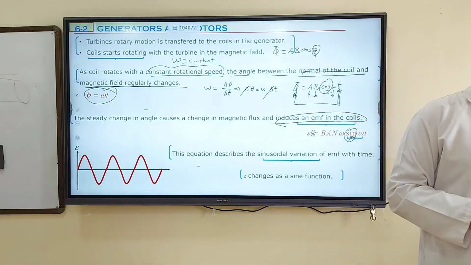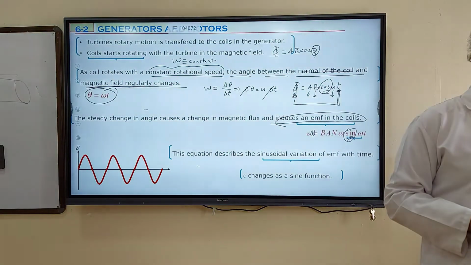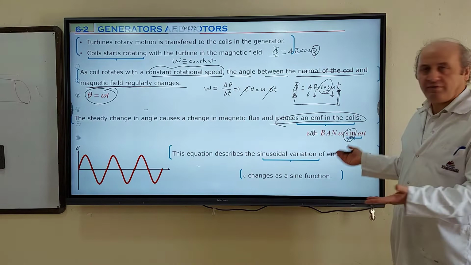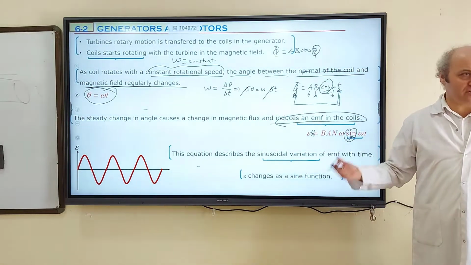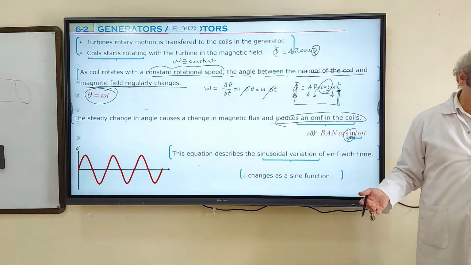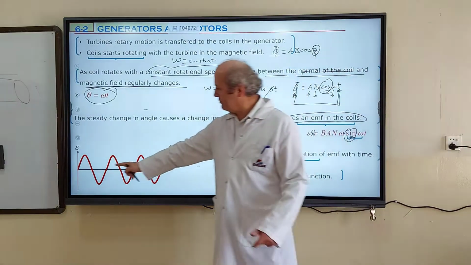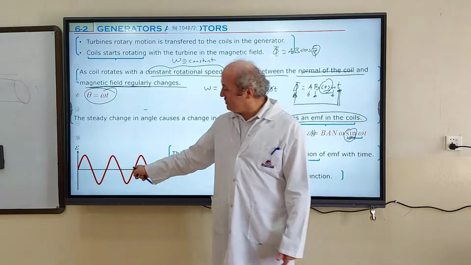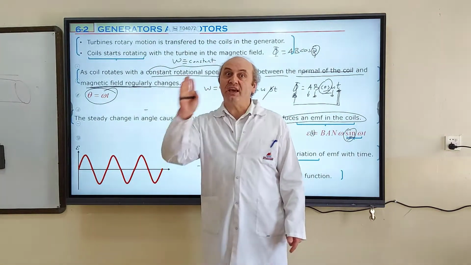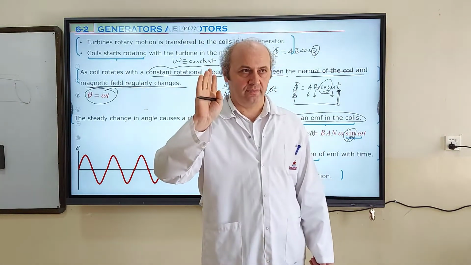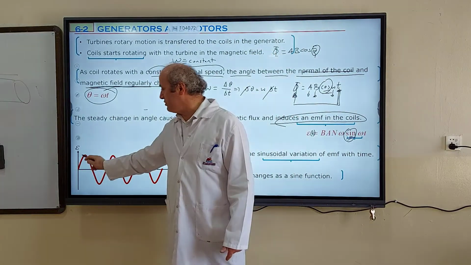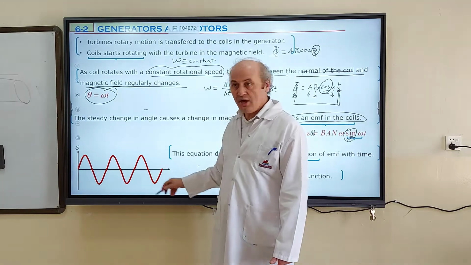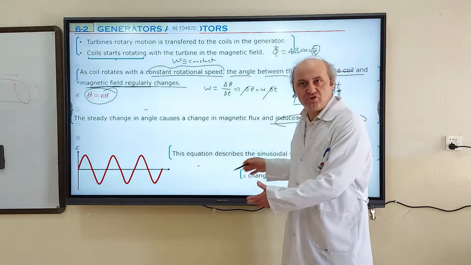Every sine function has a graph. So, if induced EMF is a sine function, it has a sine graph. And you know this sine graph? Yes. This is the sine graph. The EMF of a generator is changing just like this. Yes, it is a changing current. From 0 to the positive maximum, to 0, to the negative maximum, 0, to positive maximum, and so on. It's changing as a sine function.